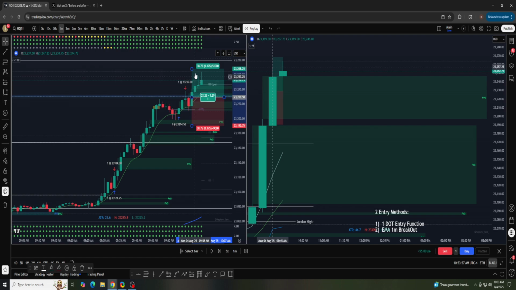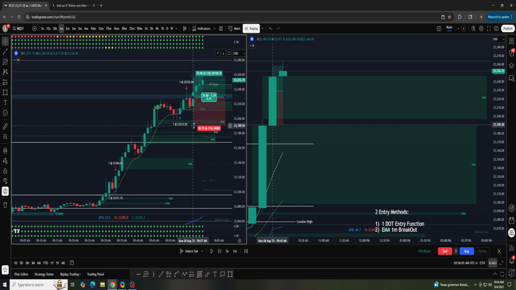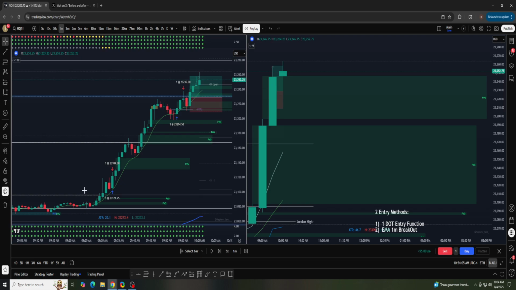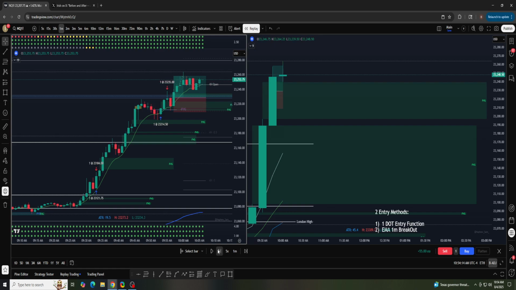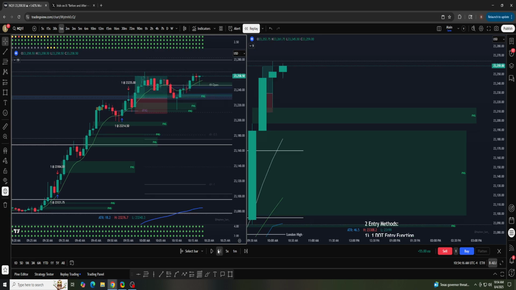I mean, obviously, this morning's price action was pretty bullish, so anything really worked. But this is just something to backtest if you're struggling for entry functions. So you could see one dot entry function worked here. Pullback worked here, pullback worked here, pullback worked here. I mean, you've got to be content with enough at that point by 10 a.m.